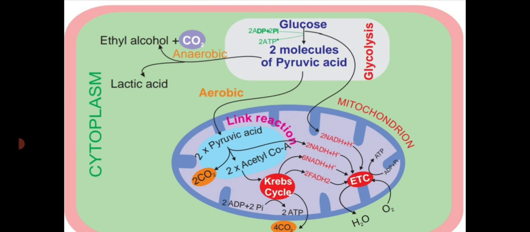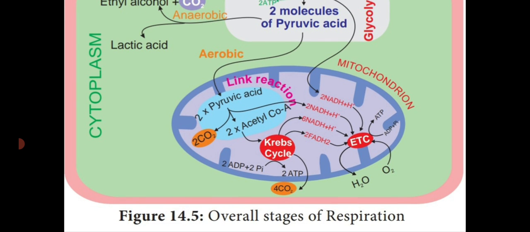Then they are having the coenzymes FAD and NAD. These FADH2 and NADH enter the electron transport chain, in which ATP molecules are formed. Oxygen is absorbed by the ETC and produces 1 molecule of water. During the Krebs cycle, 2 ATP are produced. At the same time, 4 carbon dioxide molecules are released.